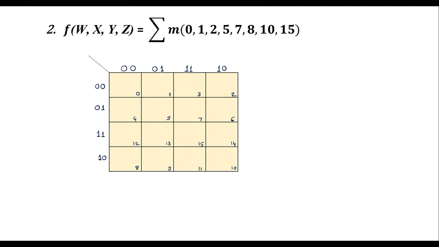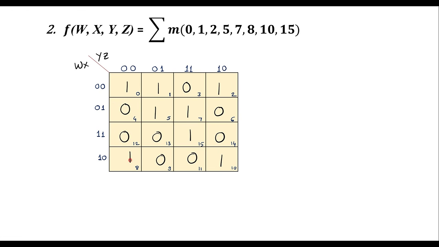So this is the second example. Here the function is wxyz. Let me write wx here and yz here. I will write the values. In these cell numbers we need to enter 1, that is 0, 1, 2, 5, 7, 8, 10 and 15. In all other cells it will be 0.